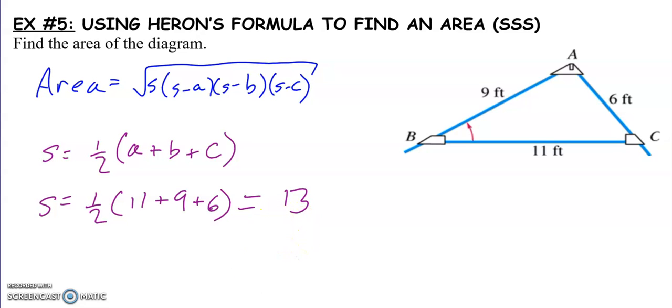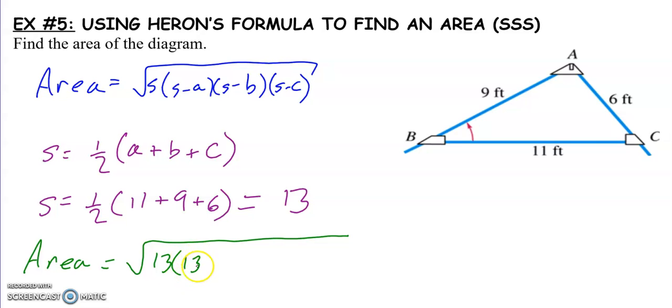Now that I know the value of s, I can find the area. So like I say, I'm going to say area instead of big A. I don't want to confuse it for that angle. So the area of this triangle is going to be the square root of 13 times 13 minus 11 times 13 minus 6 times 13 minus 9. There we go. I got a little confused on my angles there for a moment.